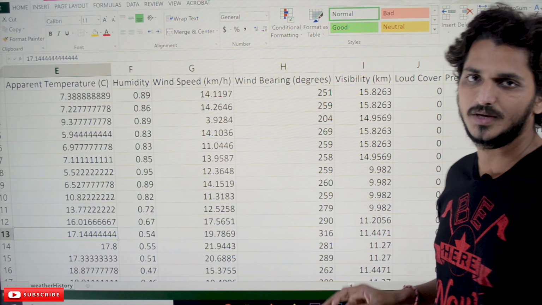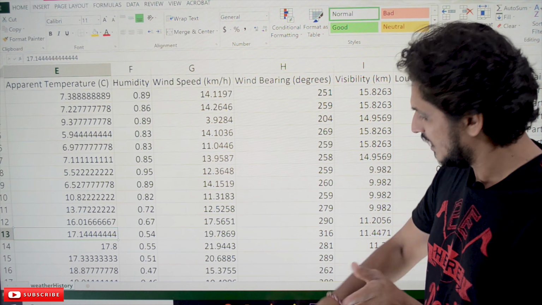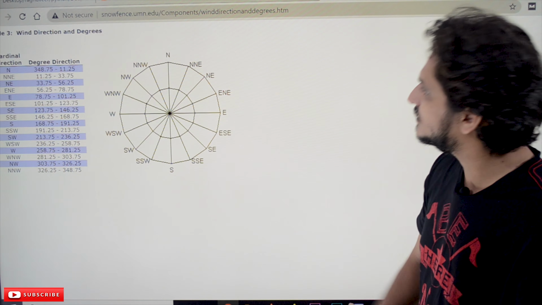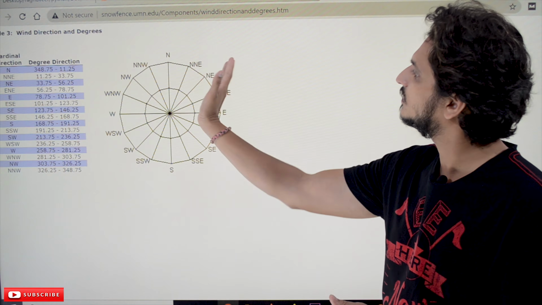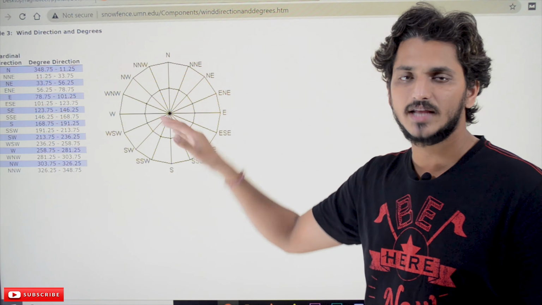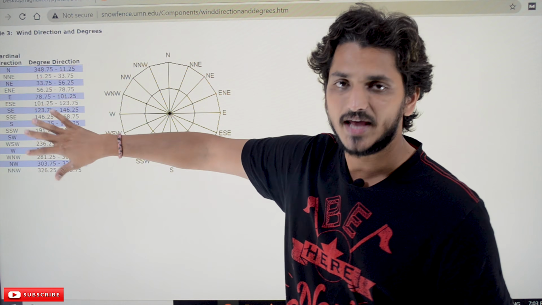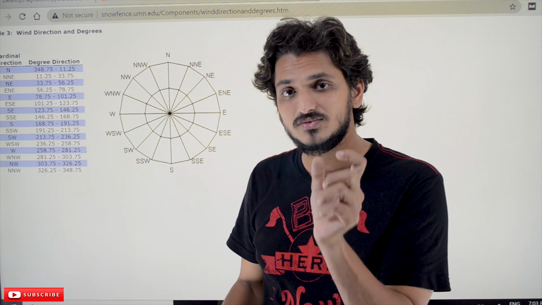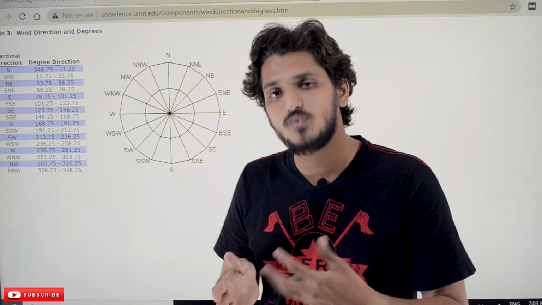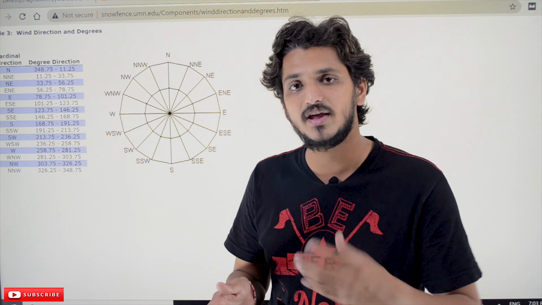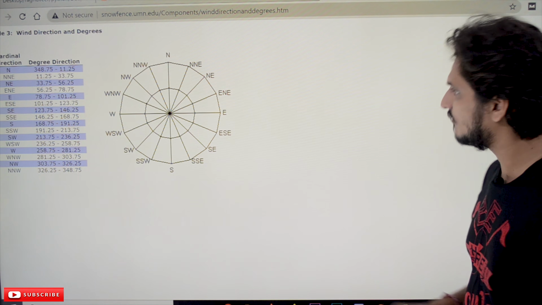So apparent temperature is given, humidity is given, wind speed is given in kilometers per hour, and wind bearing in degrees, which means wind direction in degrees. They have mentioned some degrees. The directions such as north, northeast and east are converted into degrees. They have converted different directions and given some degrees for these directions. Based on those degree values, we can identify in which direction the wind is flowing. These degree values are helpful in identifying the wind direction.